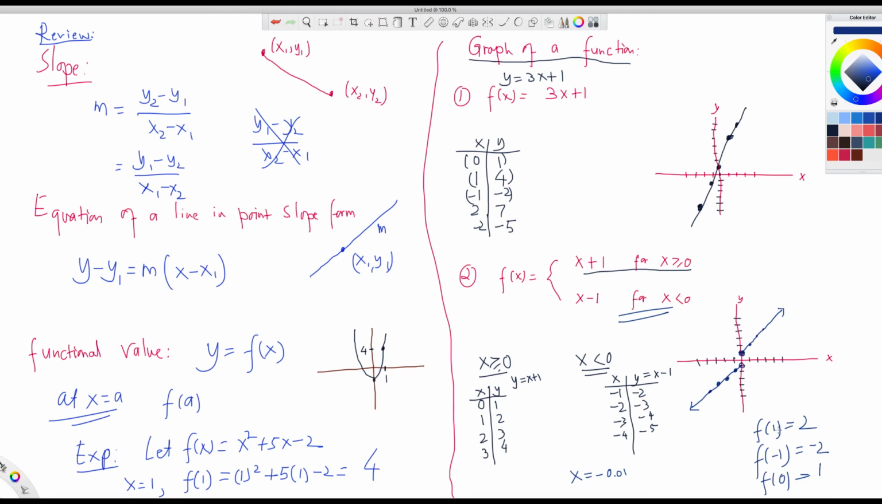Okay, so this is how we draw the graph of a piecewise function and find the functional value in case of a piecewise function.